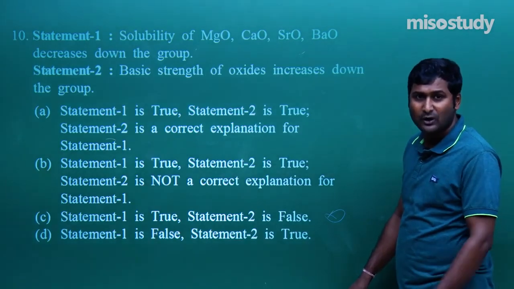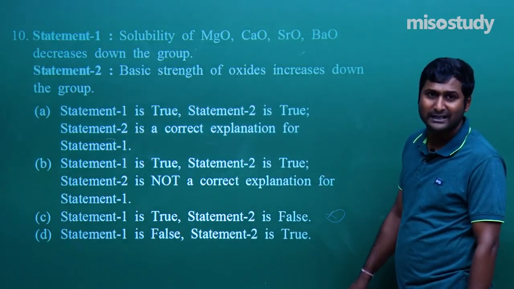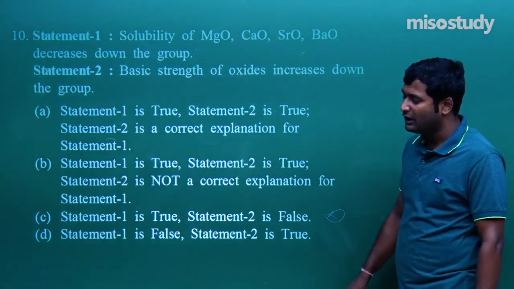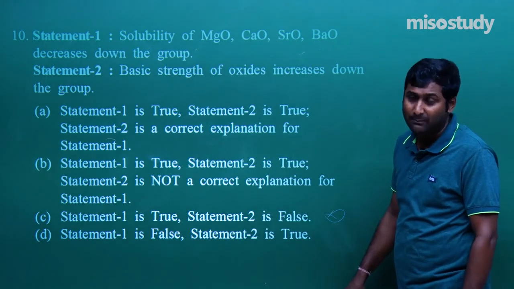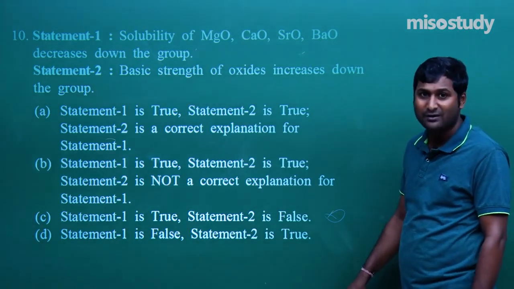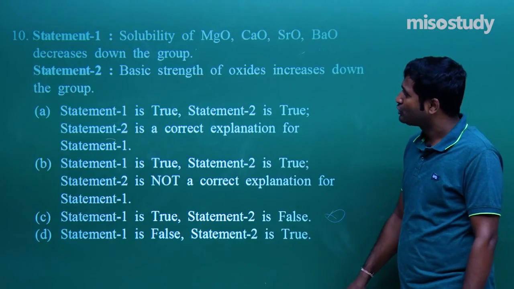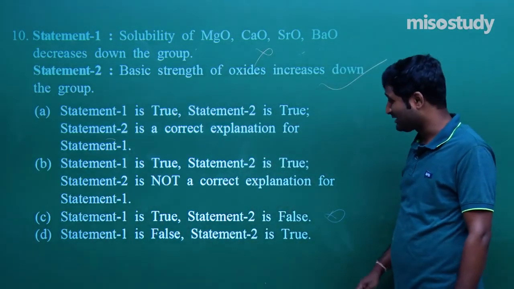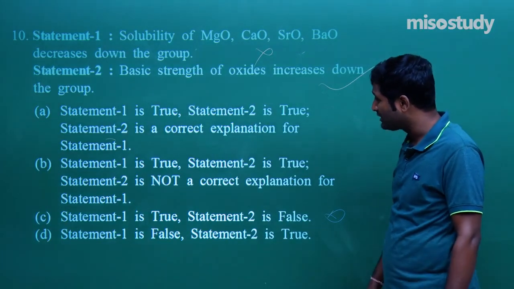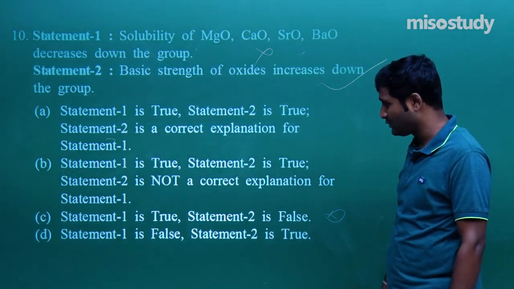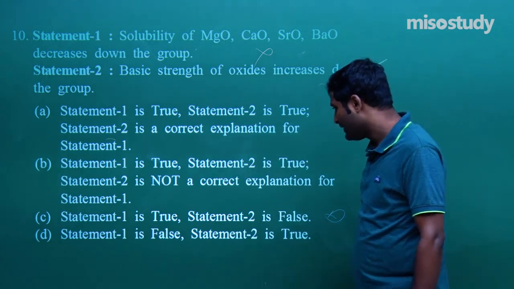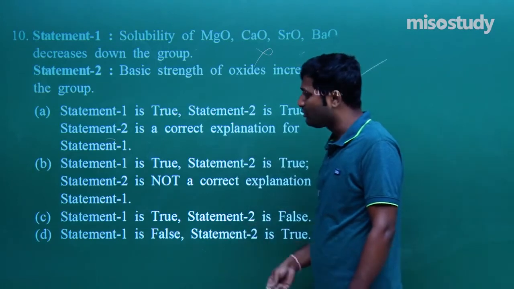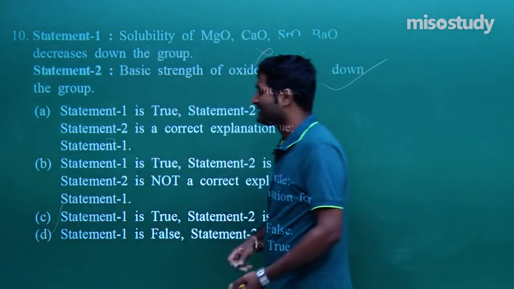and as I told you earlier, solubility of the hydroxide increases down the group. Basic strength of the oxide increases, definitely, because we all know that if we move down the group then metallic character increases, and metal oxides are highly basic in nature. So statement 1 is not correct and statement 2 is correct. Now check which option it is. Option D: statement 1 is false, yes sir, statement 2 is true. So for this question, D is the correct option.